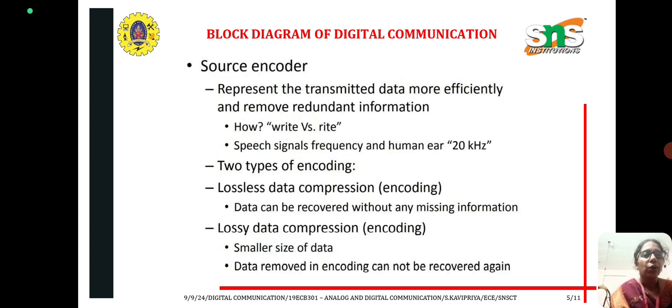And next is the source encoder. The source encoder represents the transmitted data more efficiently, and it removes the redundant information. There are two types of encoding. It can be lossless data compression or it can be lossy data compression. In case of lossless data compression, data can be recovered without any missing information. Whereas in case of lossy, there will be some error, some loss in data. Data removed in encoding cannot be recovered again, and the data will be smaller in size in case of lossy data compression. We can compress the data to the maximum, but there will be loss in the data.